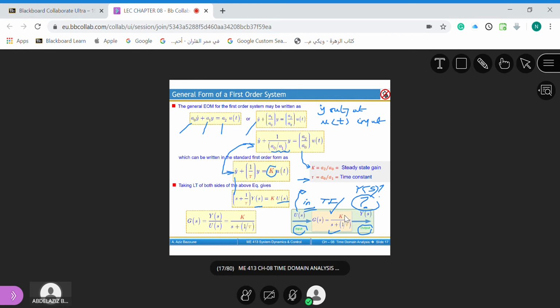But you should remember that if somebody asks you what a first order system is, the first order system is characterized by its gain K and the time constant tau.